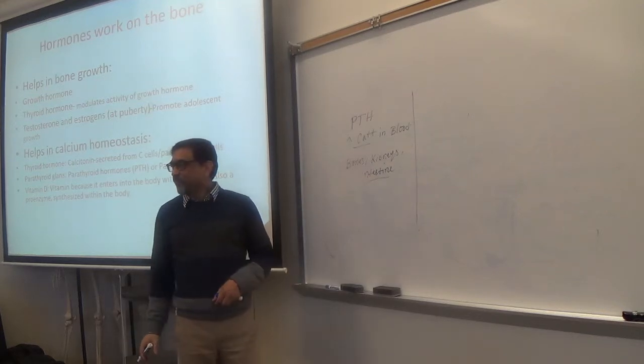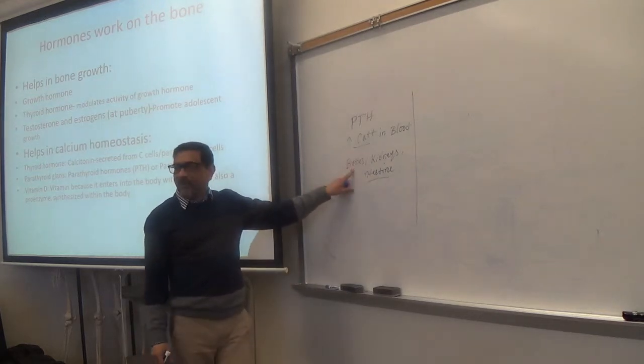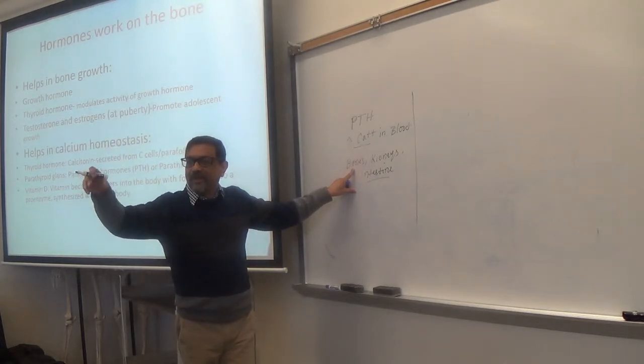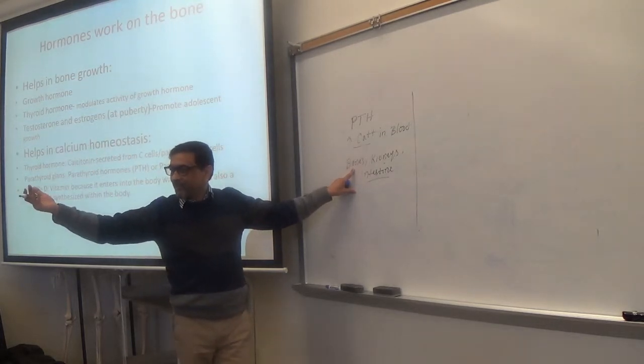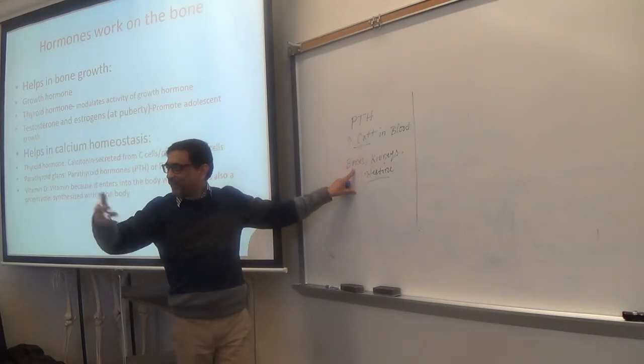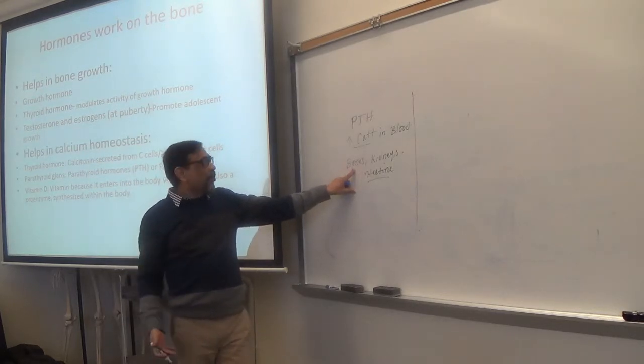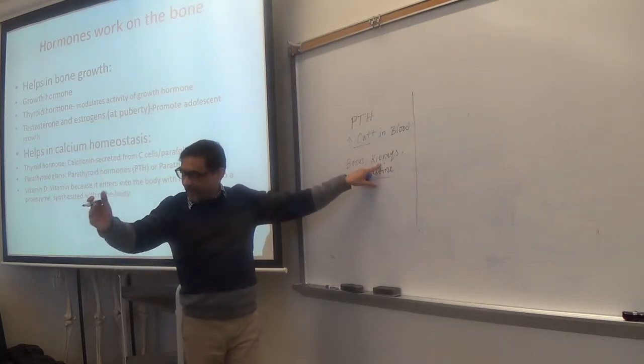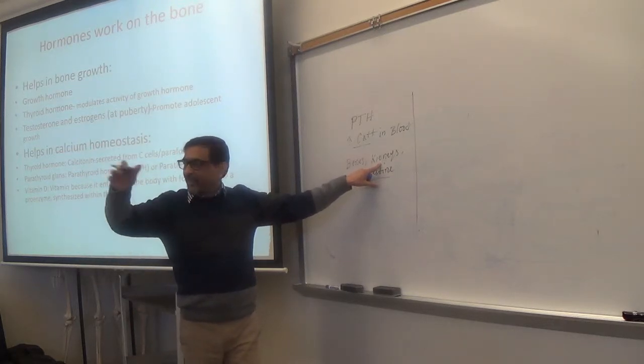Is it clear? On bones, parathyroid hormone stimulates or activates which type of cells? Osteoclasts. That will break the matrix, right? On kidneys, it will retain the calcium, will not let the calcium get out through the urine.